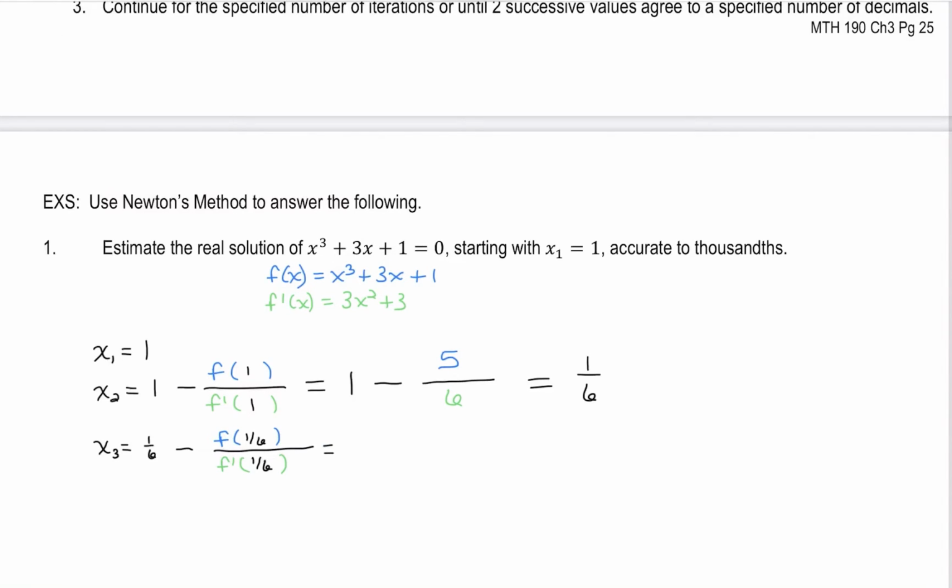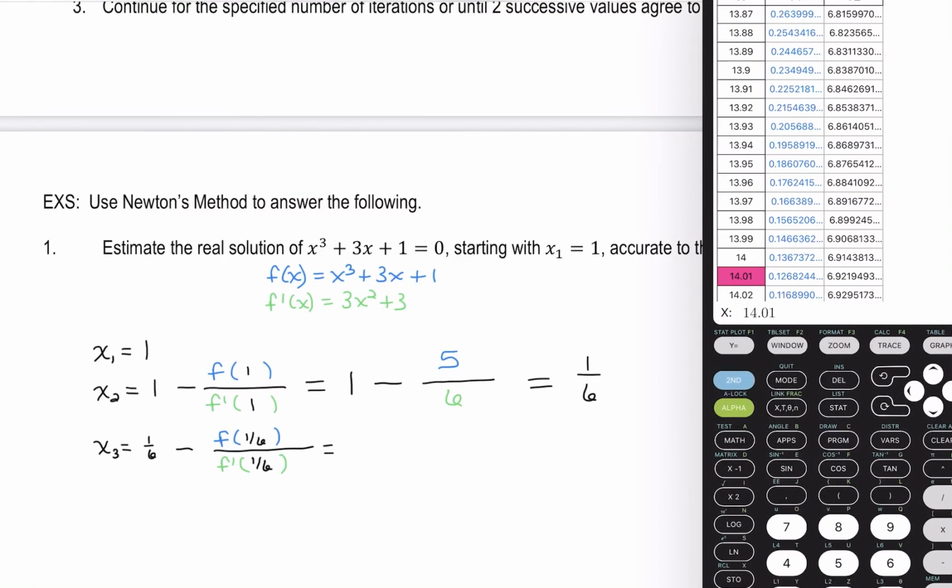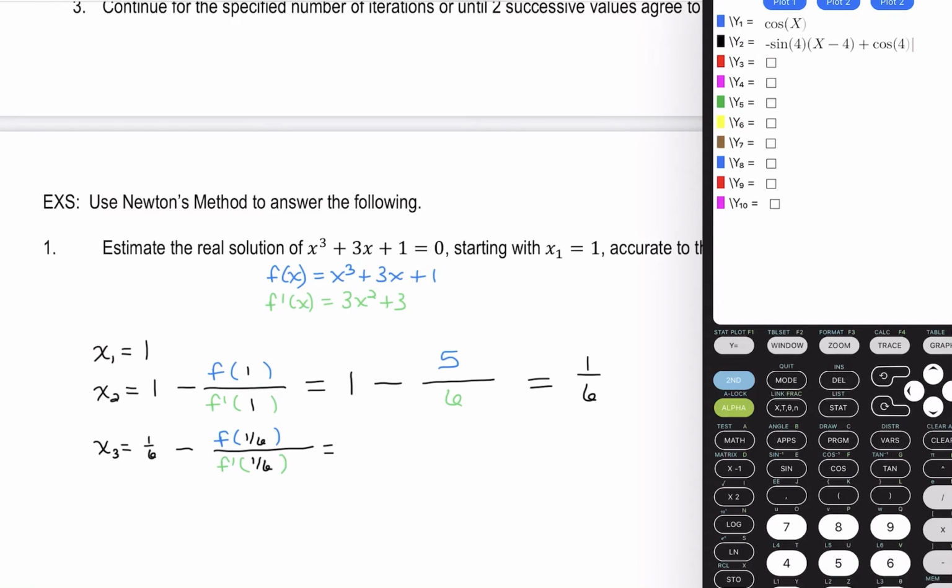All right, so let's go ahead and take a look at bringing up our graphing calculator here. So let's go into our y equals, and it looks like I still have a couple of things in here from last time we used it on a video. I'm going to clear those out. So here's what I'm going to do.